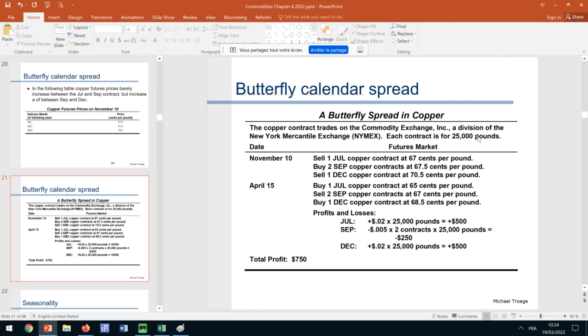One copper contract is, so again the prices are quoted in cents per pound. And this is an old example. I don't think you can buy copper at this price anymore. And a contract is for 25,000 pounds. So this means that a 2 cent change over this time multiplied with these 25,000 pounds leads to a $500 win. So we make $500 on that position.